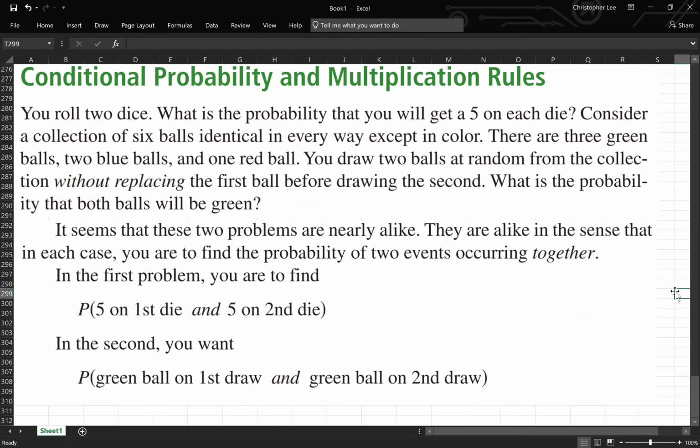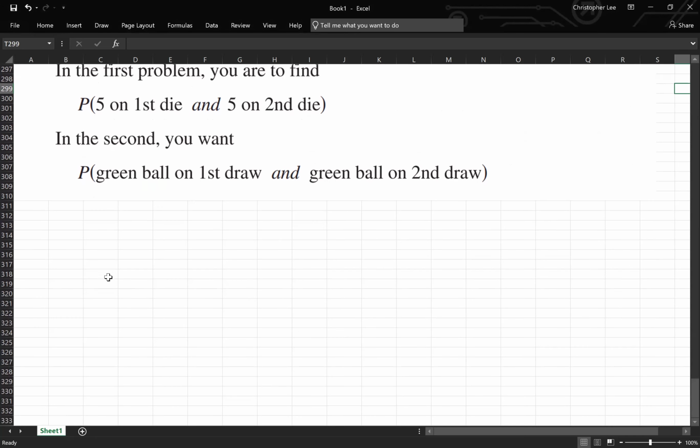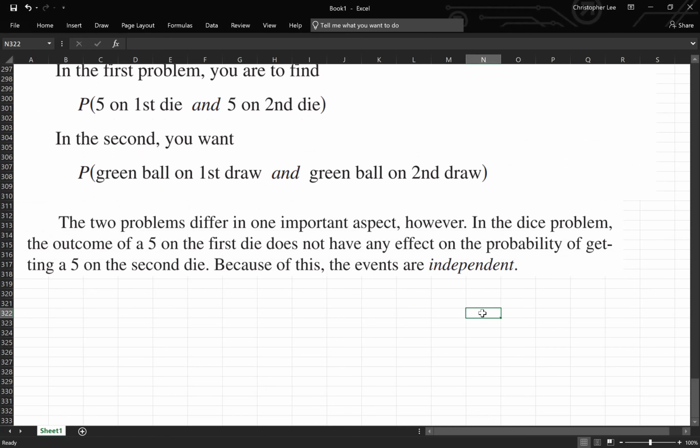So it seems that these two problems are nearly alike. They are alike in the sense that in each case, you are to find the probability of two events occurring together. In the first problem, you are to find the probability of getting a 5 on the first die and a 5 on the second die. In the second, you want to know the probability of getting a green ball on the first draw and then a green ball on the second draw. But they're different. The two problems differ in one important aspect. In the die problem, the outcome of a 5 on the first die does not have any effect on the probability of getting a 5 on the second die. Because of this, the events are independent.